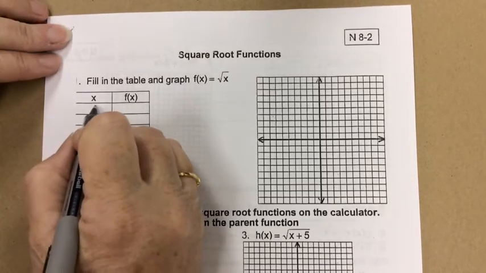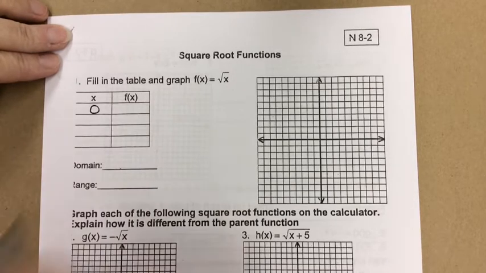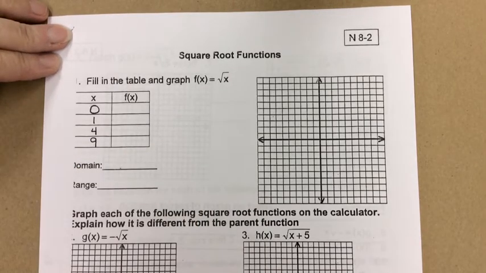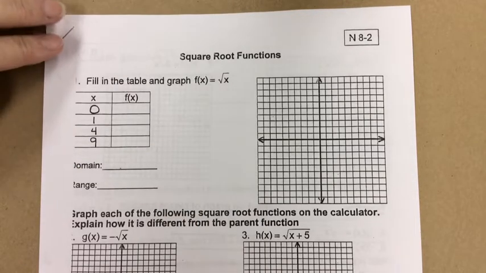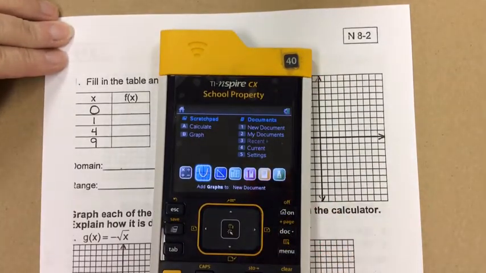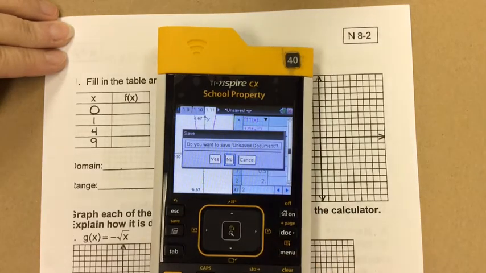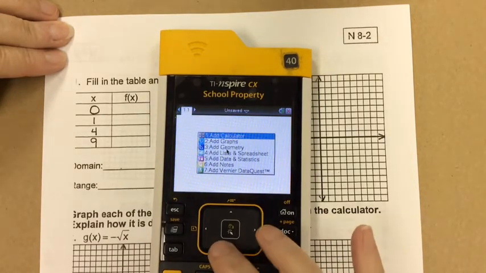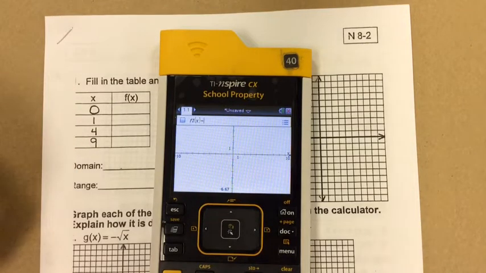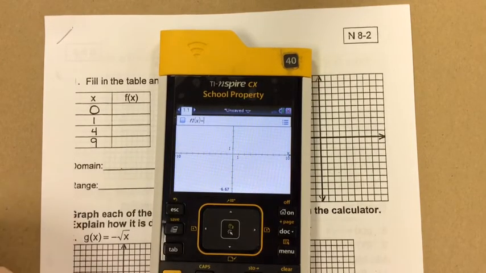So we're going to graph if the x is 0, 1, 4, and 9. We're just going to do those 4. And so if you would take your calculator, turn it on, make sure you're at the home screen, go to a new document. No, you do not want to save it. And we're going to add a graph. And we are going to put in the square root of x. The square root is the yellow key, the yellow square root sign above the x squared. So we're going to do control x squared, and that will give us the square root of x. We're going to hit enter, and there's your graph.